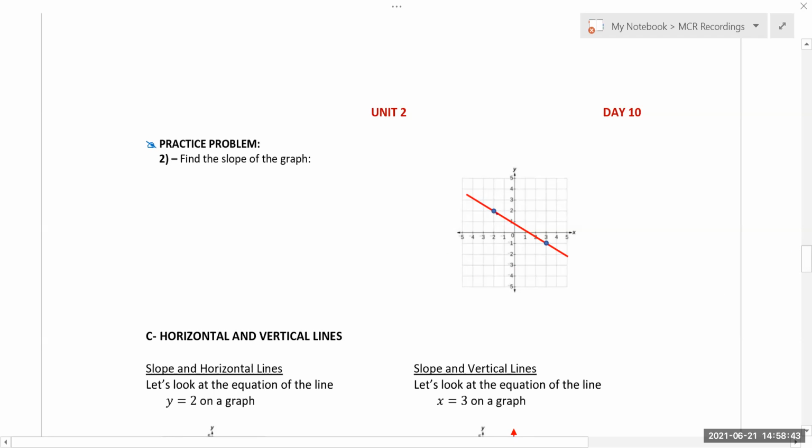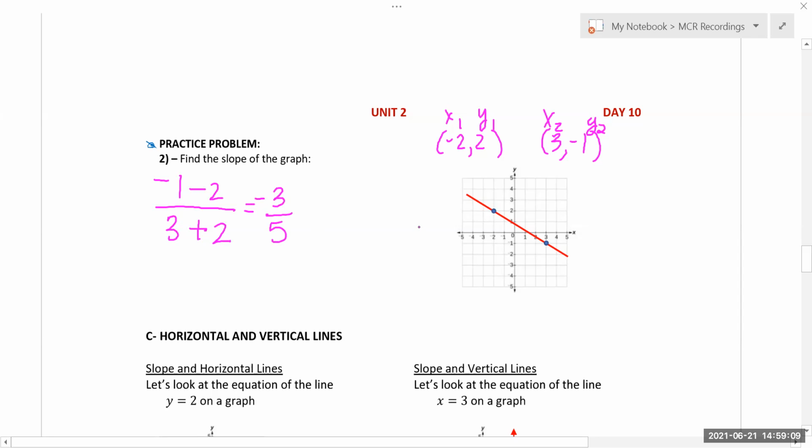So I'm going to grab these 2 points, (-2, 2) and (3, -1). I'm going to label it x1, y1, x2, y2; it doesn't matter the order. So it's going to be -1 minus 2 over 3 minus 2, which is a positive, giving me -3 over 5. Counting: 1, 2, 3, then 1, 2, 3, 4, 5. Good to go. And this was a negative slope just by looking at it, so I knew that I was okay with that answer. You can always check your work.